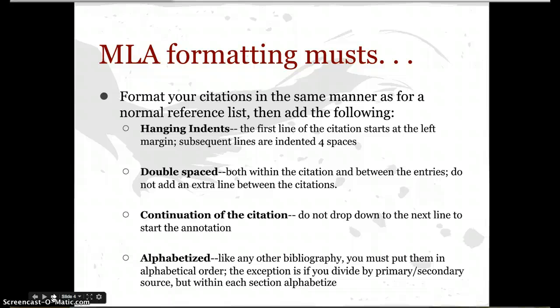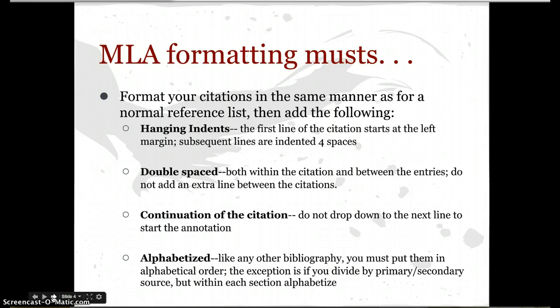They also need to be double spaced, not just within the citation, but actually between the entries. Do not add an extra line between the citations. They're also a continuation of the citation itself. So if you have your normal works cited entry, right after you put the word print or right after you have the date accessed, you just continue with your citation, and we'll see an example of that in a second. And also, don't forget that it needs to be alphabetized.